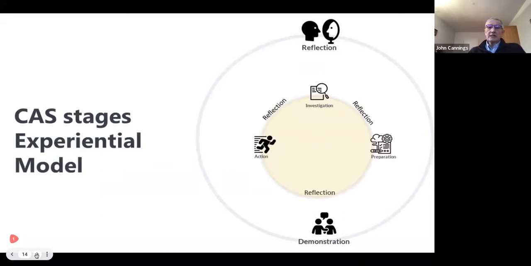So this is the experiential model which has been developed for CAS. And you'll see that it really stresses the importance of reflection throughout the process. And in a sense, demonstrating what students have learnt is a way of them showing that they've applied their learnings from reflection. And of course, this particular model provides, if you like, a framework for students actually carrying out CAS. So if you'd like to move on.